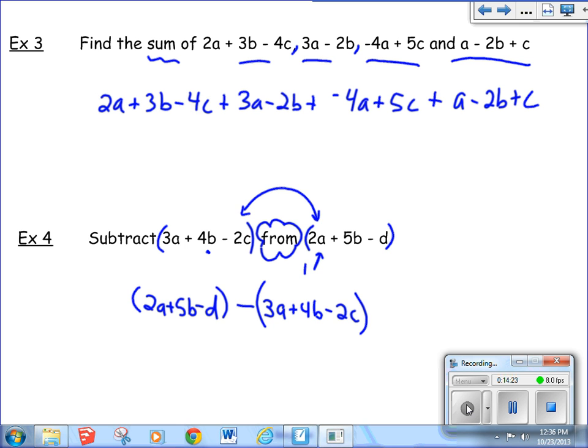Let's do the things that I told you to do. Change your subtractions to additions. This is plus a negative 1b. Do I have to change this one here? Yes, this middle one is very important. It's plus the opposite of that whole quantity. And then I have one more subtraction here.